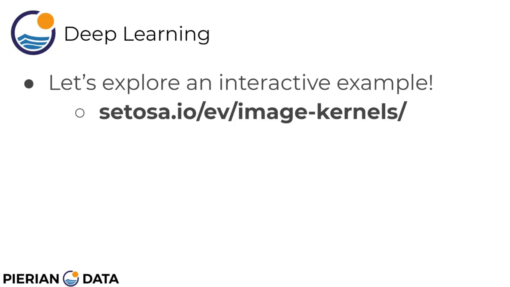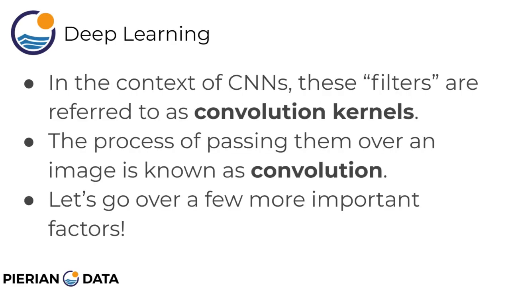All right, I hope you enjoyed that interactive example, and I encourage you to explore that website on your own. Now, in the context, as I mentioned, of convolutional neural networks, these filters are referred to as convolution kernels, and that process of passing them over an image is known as a convolution. I want to go over a few more key important factors to keep in mind as we learn more about convolutional neural networks and image kernels.